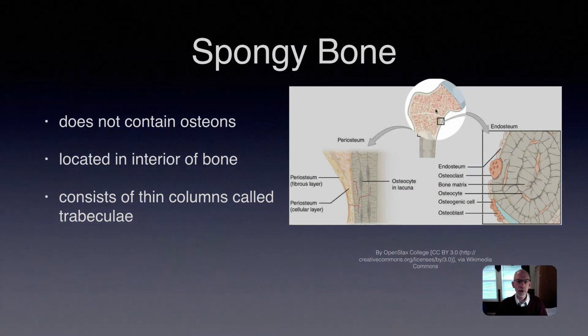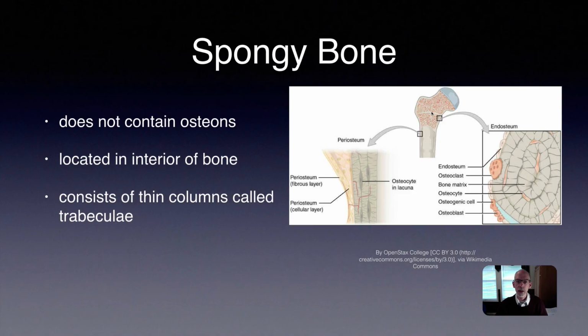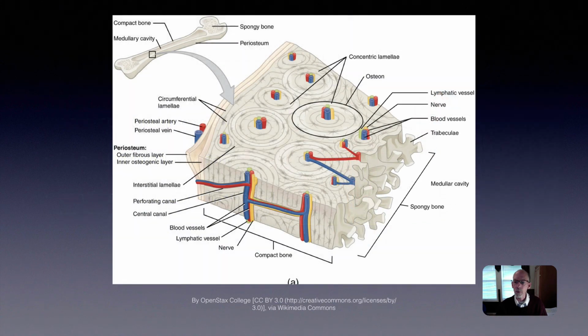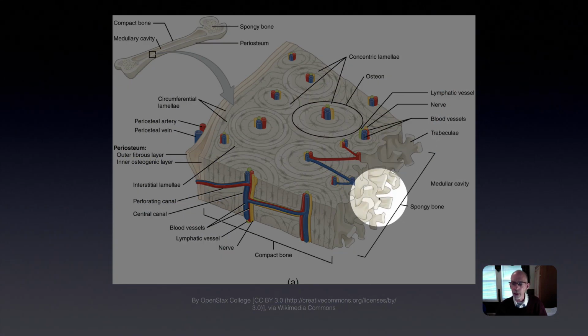The spongy bone doesn't contain osteons, and as we can see, the spongy bone is located in the interior of bone. And it consists of columns referred to as trabeculae. These aren't very clearly illustrated in this picture, but you can see them a lot better here. They are these little plate-like, kind of rod-like structures that make up the spongy bone.